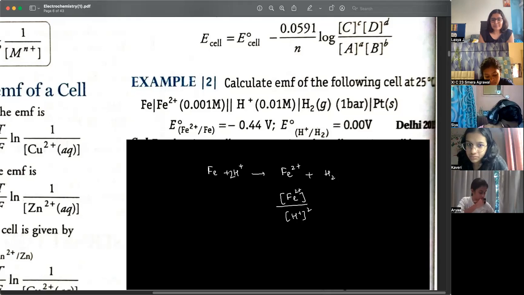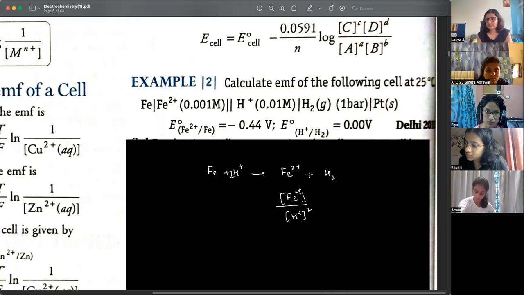Okay. First step, if you guys have already completed it, can you tell me what you got for E0 cell? 0.44. Very good. Temperature in Celsius only we have to use? No, temperature is always converted to Kelvin. Never use Celsius in any of the numericals, always convert to Kelvin. But you don't have to worry about the temperature.